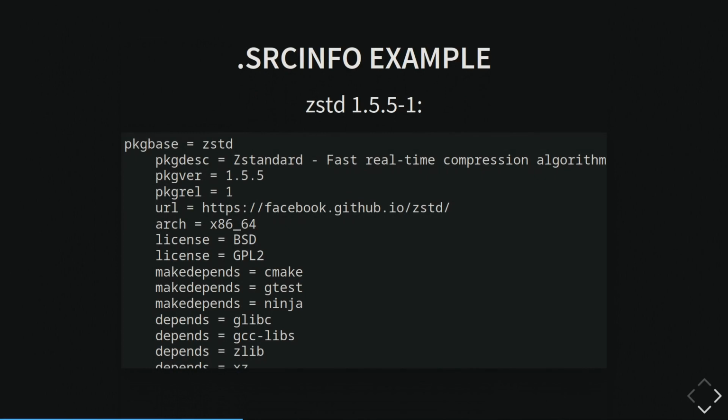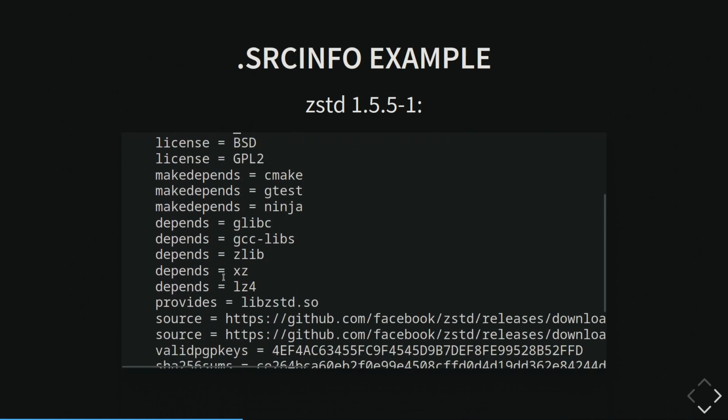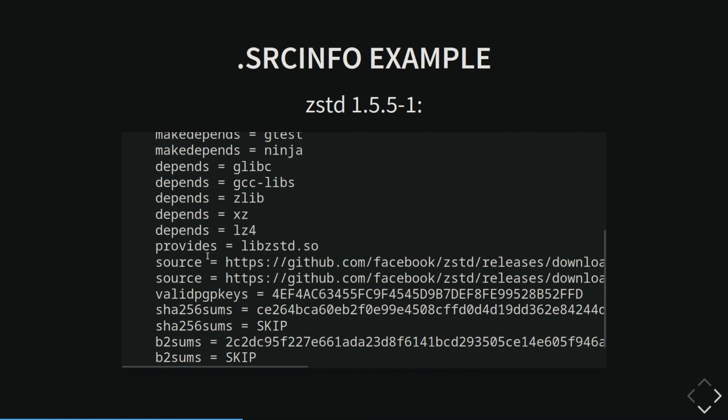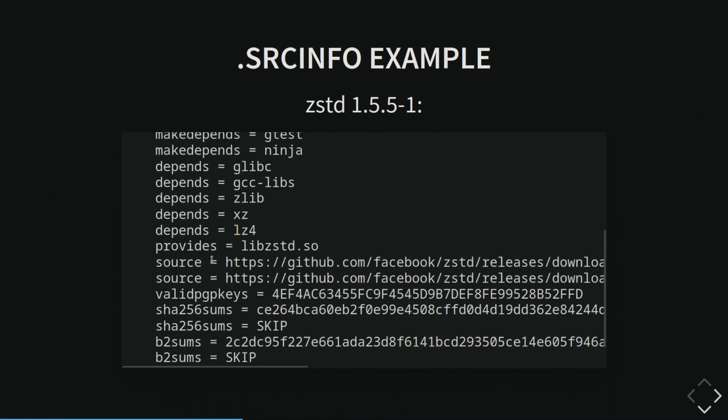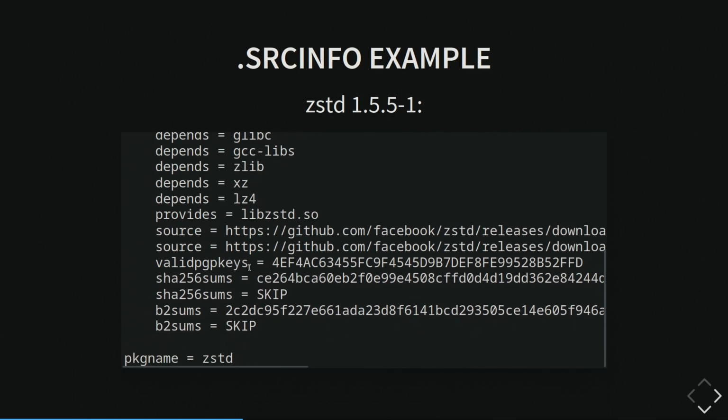The source info is, as I said, derived from the pkg build and basically just encodes the data that you would have in a pkg build. That becomes most apparent, I guess, when you scroll down and you see all the source links here. This is where it was downloaded from. These are the valid PGP signing keys and the checksums and everything.